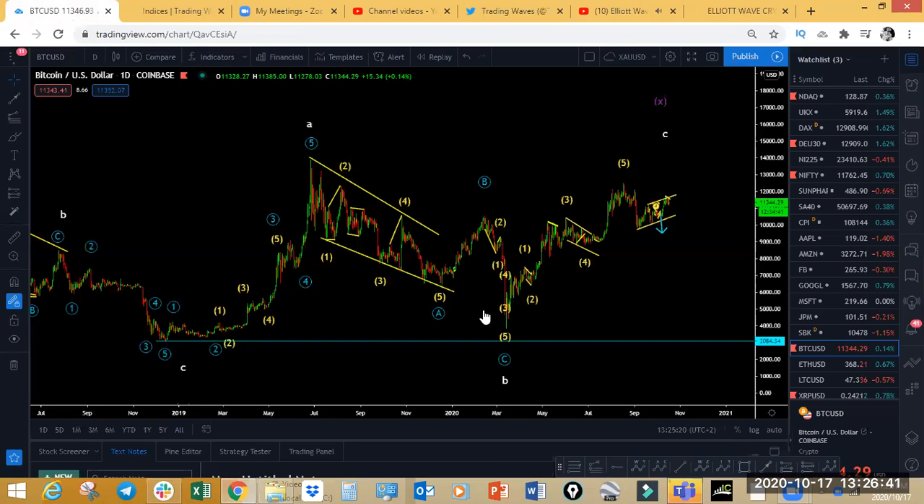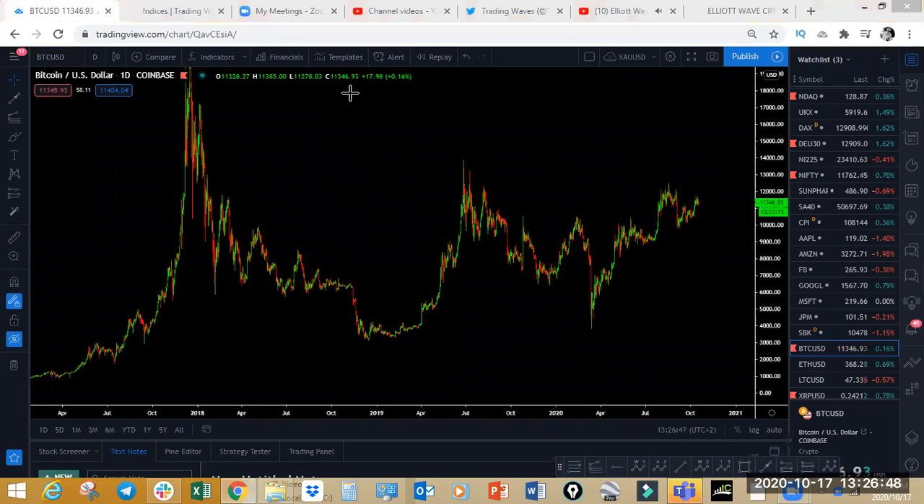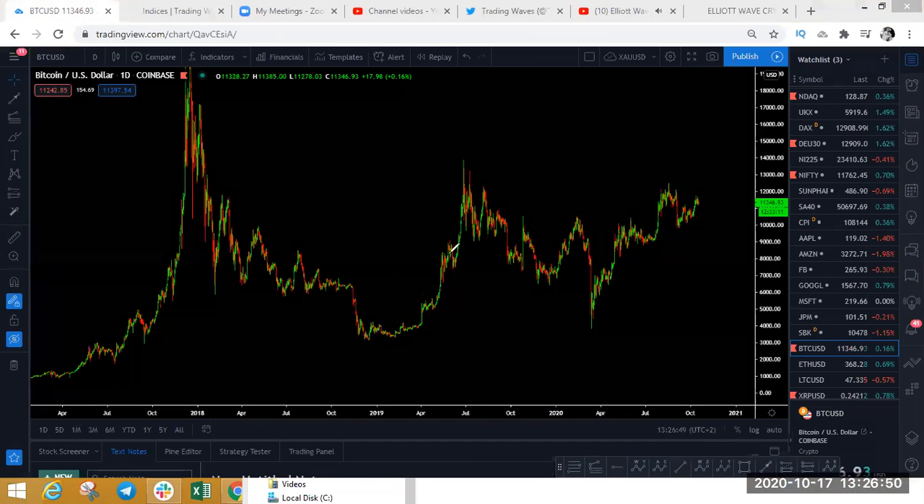Let's go right into the market analysis. I'm starting with Bitcoin, with the higher degree structure on the daily. Let's look at it on the daily. This is what we've been looking at on Bitcoin. We've been looking for this to come and make a flat here.